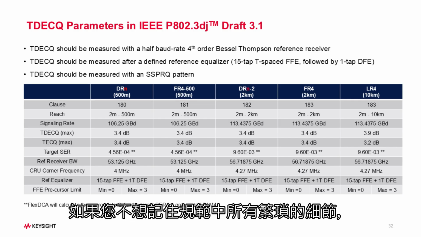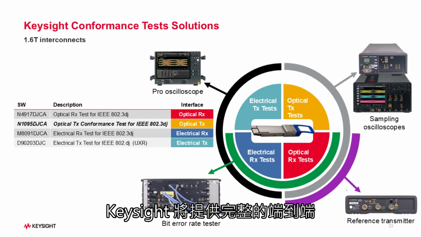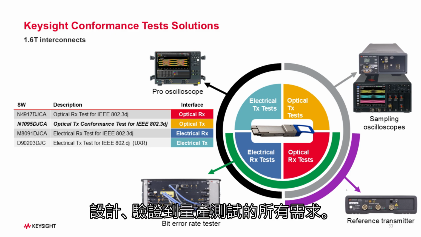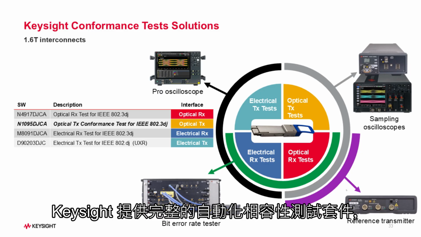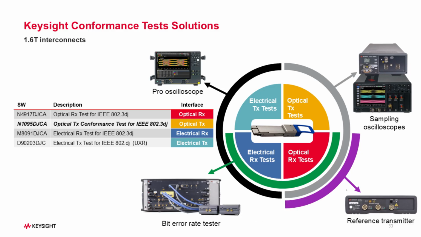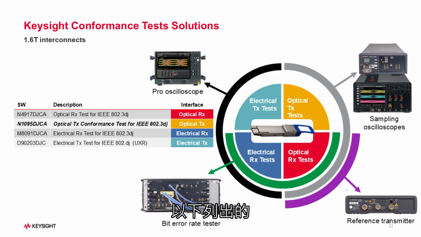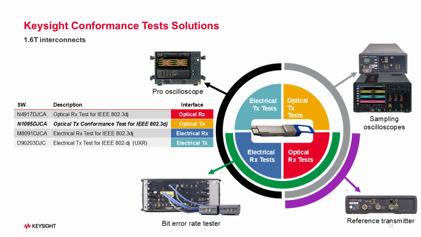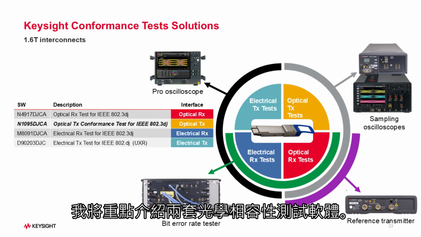However, for those of you who do not want to remember all the intricate details of the spec, rest assured that Keysight will provide an end-to-end solution that covers your testing needs, from simulation to design and validation to manufacturing. So as I mentioned earlier, Keysight provides a full suite of automated compliance tests that cover the transmitter and the receiver both electrically and optically. And these are all the different software compliance apps that you can refer to if you're trying to characterize the performance of a pluggable module. However, in this webinar, I'm going to highlight the two optical conformance apps.